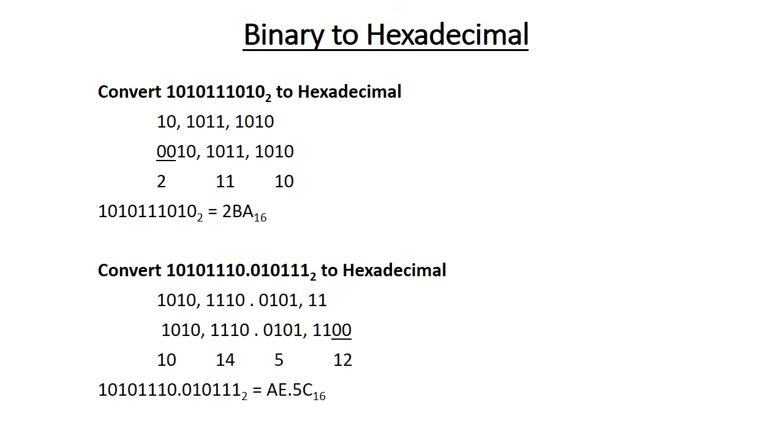One more example is given there to show how to convert a fractional number to a hexadecimal number. In the same manner, we have to group based on 4 numbers a group. And the answer is written there.